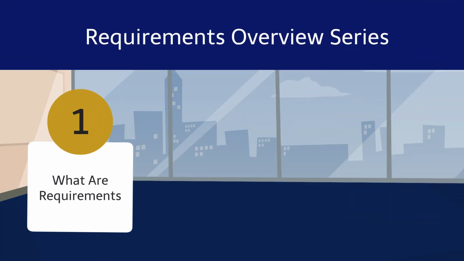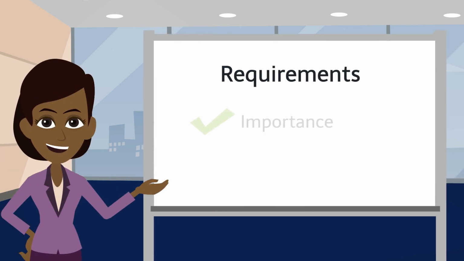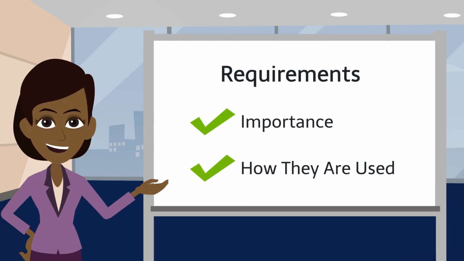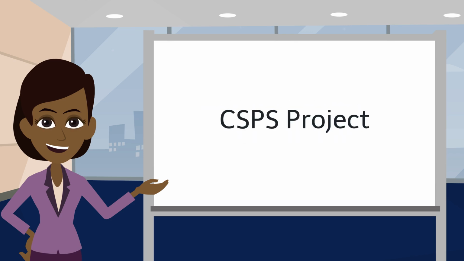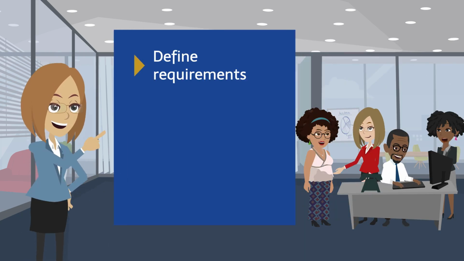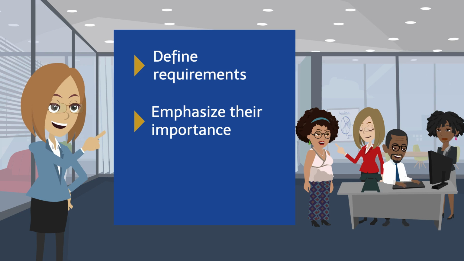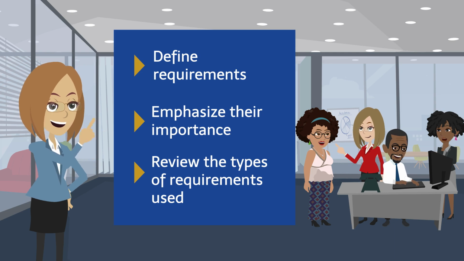This video series is designed to provide a high-level understanding of requirements, highlighting their importance and how they are used in support of the California State Payroll System Project, also known as the CSPS project. This video will provide a definition of requirements, emphasize their importance, and review the various types of requirements used throughout the project. Let's take a closer look.